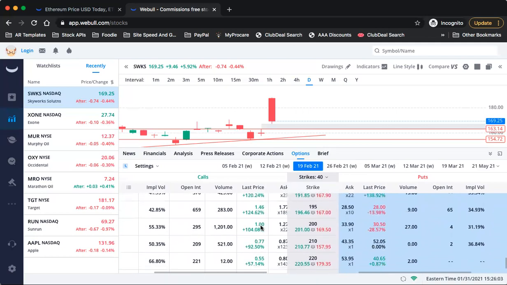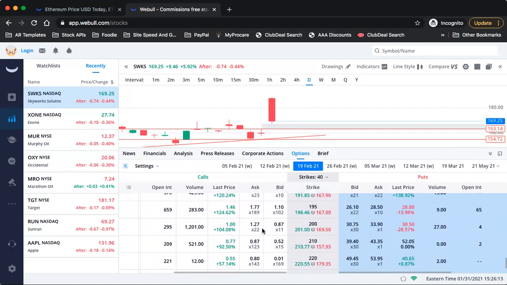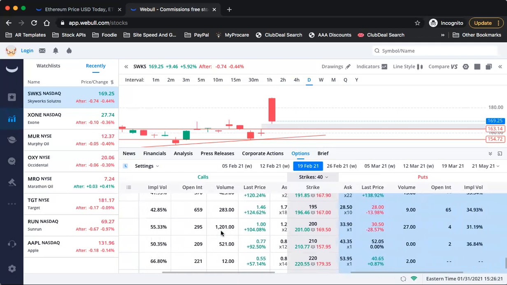I think the 200's got a lot of volume and open interest. Yeah, a lot of people came in on the 200 one. That's about 1,200 people who bought this at 127. The spreads are not too bad. I think it's because a lot of people were selling on Friday. It moved up by 104%.